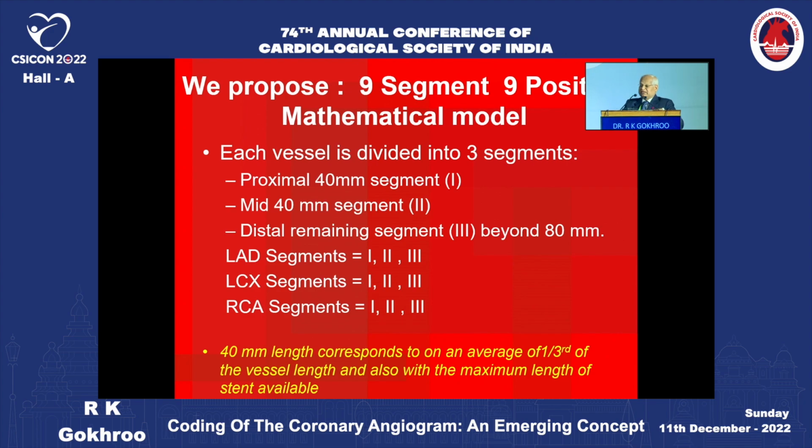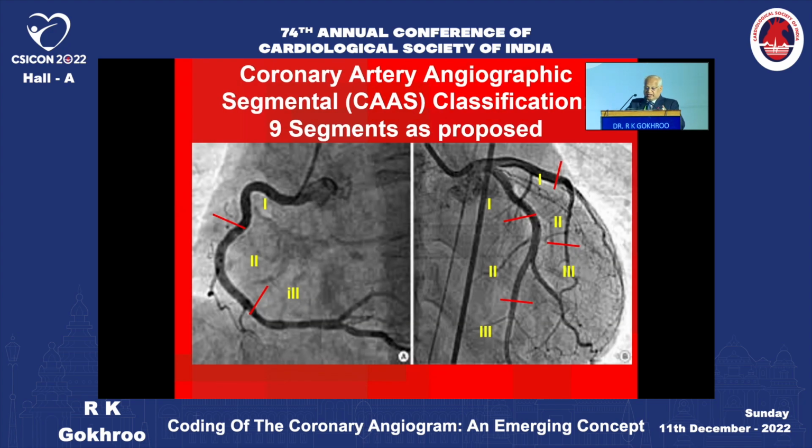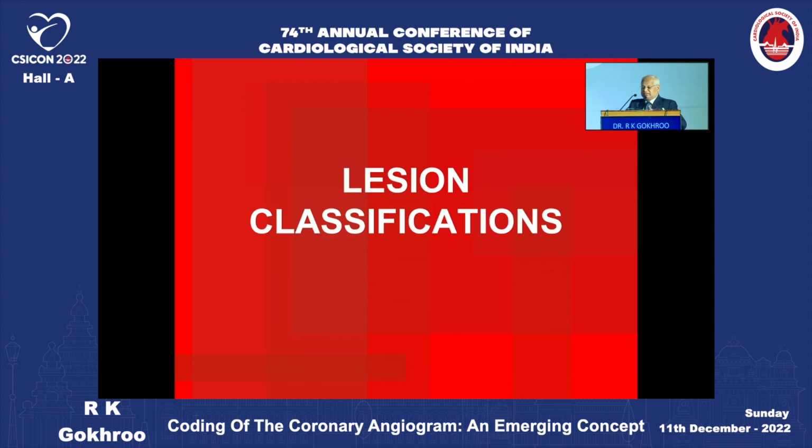We have divided the 3 arteries into 3 segments, proximal, mid and distal. Each segment is 40 millimeters. As we know, the average length of a stent is around 40 millimeters, 48, something like that. So we divided the artery into first 40, second 40, and beyond that is segment 3. So this can be a mental picture you can prepare. These are the 3 segments.